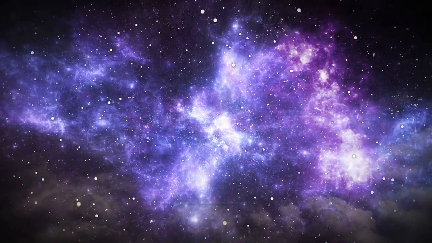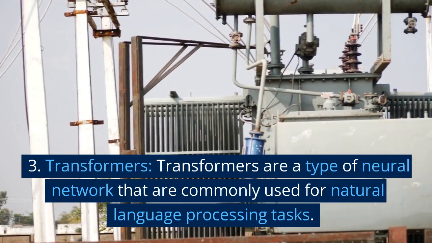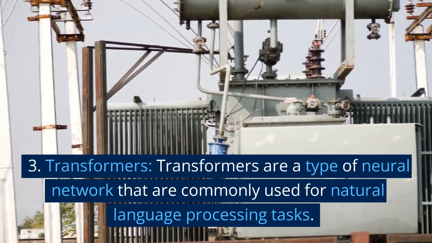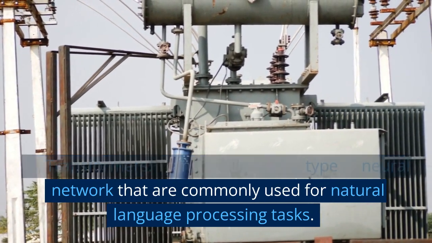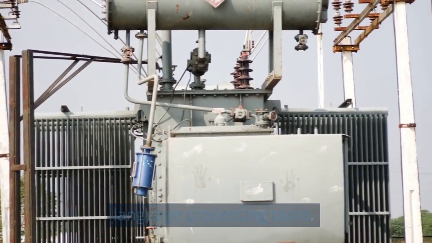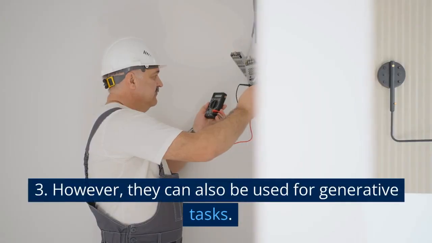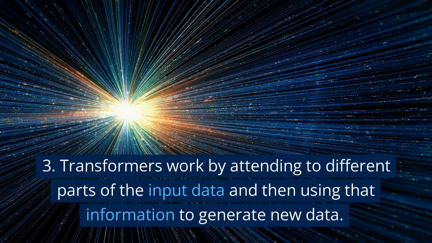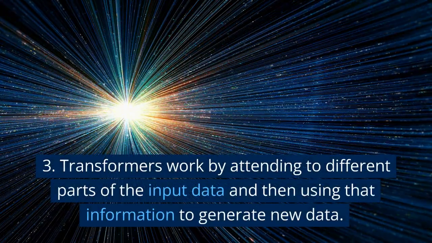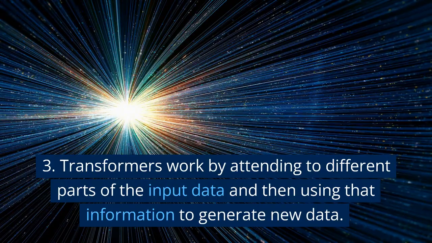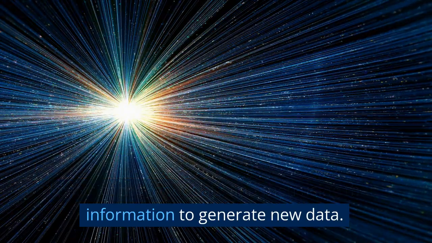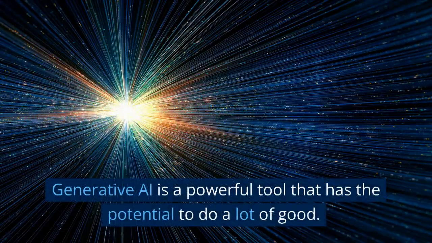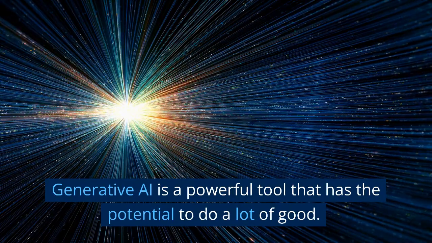3. Transformers. Transformers are a type of neural network that are commonly used for natural language processing tasks. However, they can also be used for generative tasks. Transformers work by attending to different parts of the input data and then using that information to generate new data. Generative AI is a powerful tool that has the potential to do a lot of good.